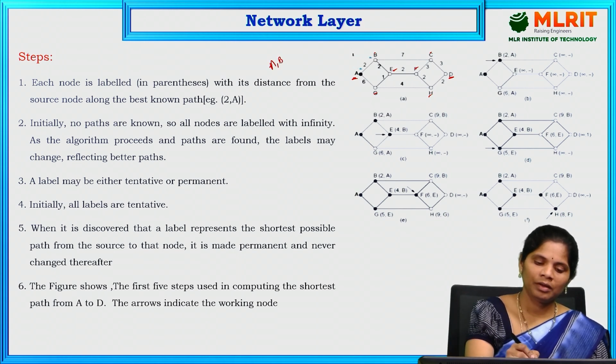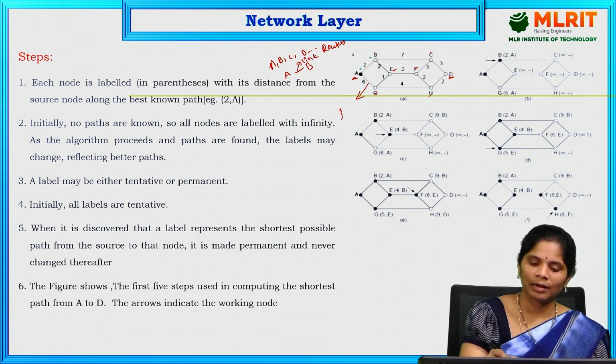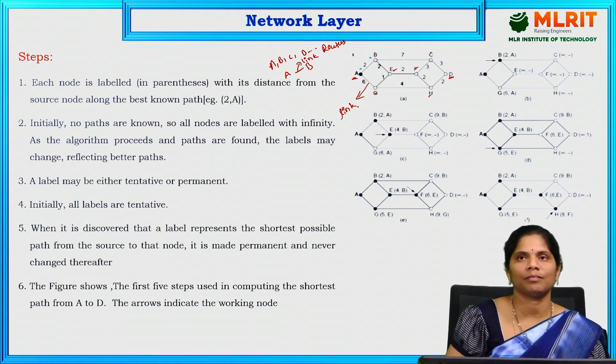A, B, C, D. All these are called routers. From A to B a link is there, right? A to B, this is nothing but the link. Whatever this is, it is nothing but a link. This is the link. So A, B, C, D, E, F, G, H, these are all the routers.